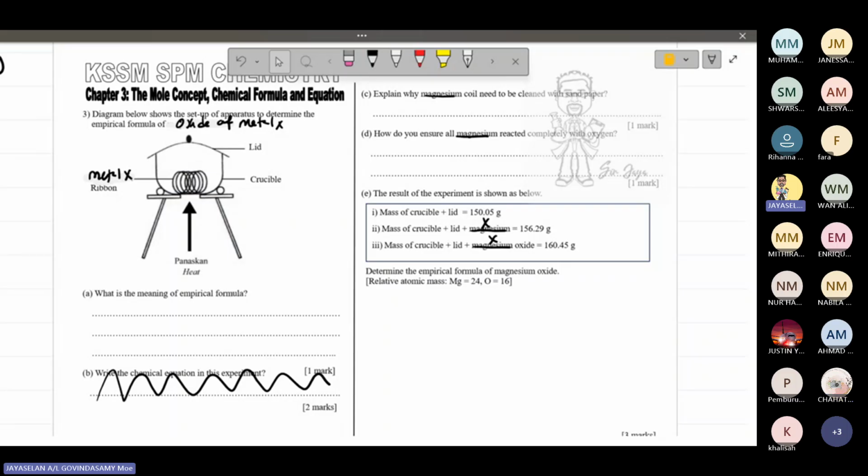Kita harapkan soalan ini keluar lah. Soalan macam ni. Ini tak keluar, the next one very easy. Yorang jangan takut.